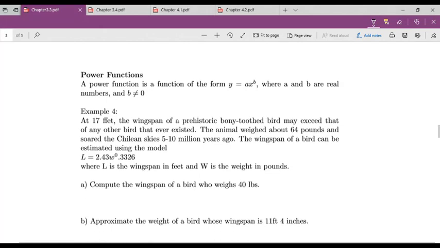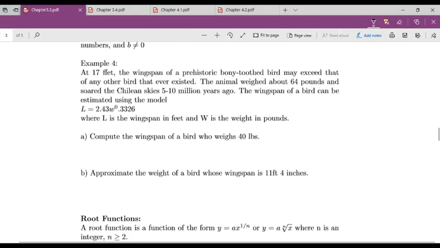Next thing we're going to look at is power functions. Okay, a power function is a function of the form y equals a times x raised to the b, where a and b are real numbers and b is not equal to 0. So in this example it says at 17 feet the wingspan of a prehistoric bony-toothed bird may exceed that of any other bird that ever existed. The animal weighed 64 pounds and soared the Chilean skies 5 to 10 million years ago.